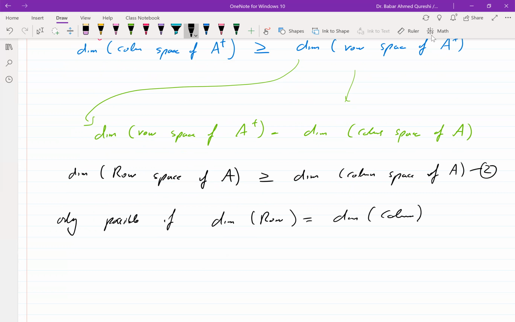So, a very interesting theorem. I've run out of time, so I think I'll do this example in one of the tutorials.